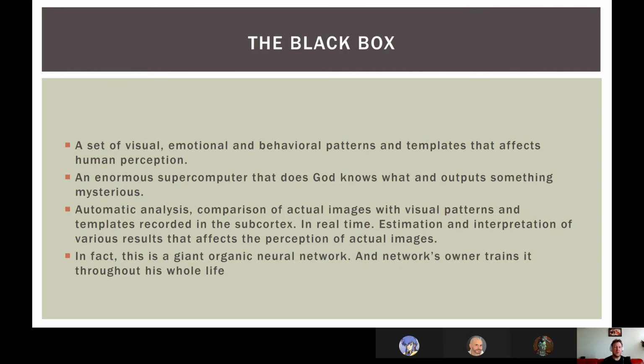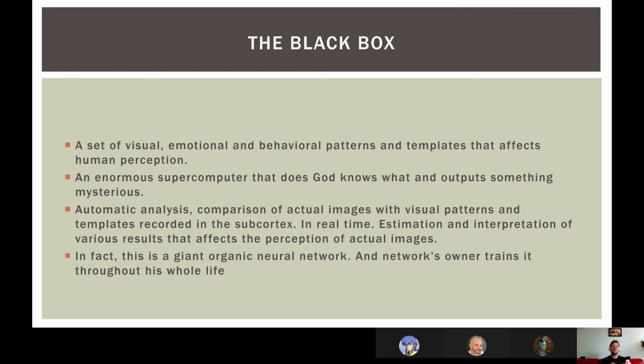This black box does an automatic analysis and comparison of actual images from the eyes with the visual patterns and templates recorded in the subcortex, in real time. You can't control it. You can't stop it. It's always on, always uncontrollable. Estimation and interpretation of the various results affects the perception of the actual images. I mean, this is pareidolia and all that stuff.